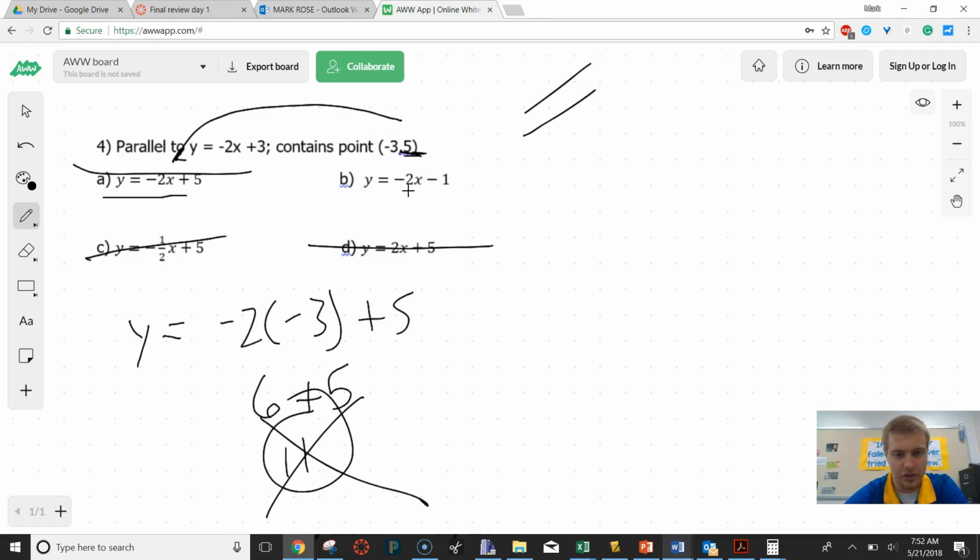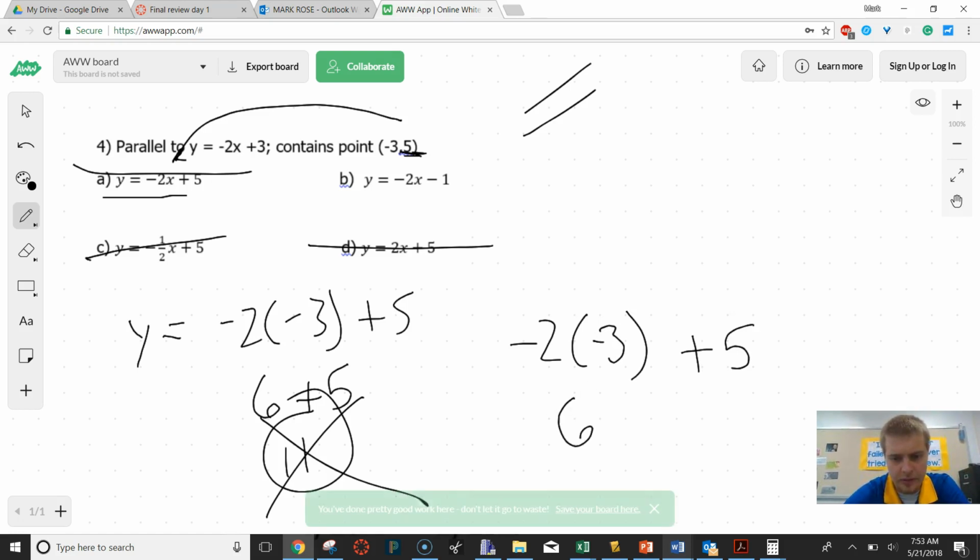But let's double check to make sure it's B. That would be -2 times -3 plus 5. Well, that would give me 6, or whoops, I typed in B wrong. B is -2, it's that one.